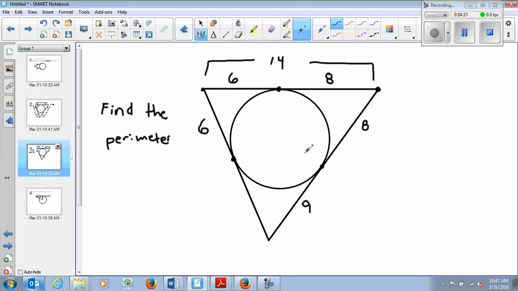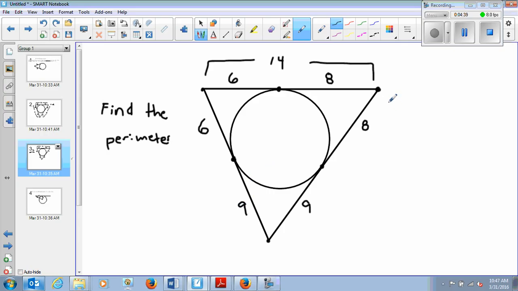And the last thing we have here to find is this. Now, a lot of people want to make this 6, but again, this tangent line and this tangent line intersect right there. So from the circle to where they intersect is the same distance. So this length is 9, which means this length also must be 9.